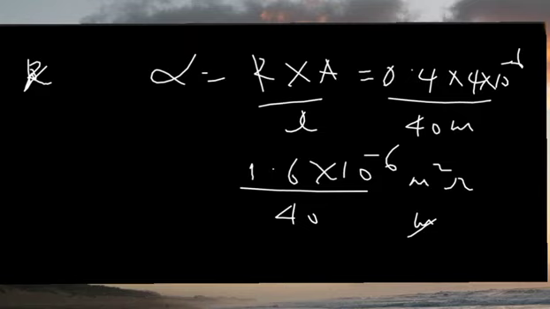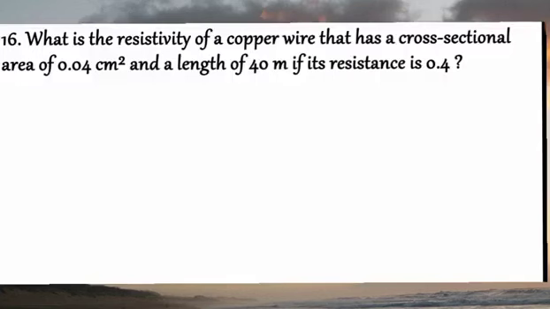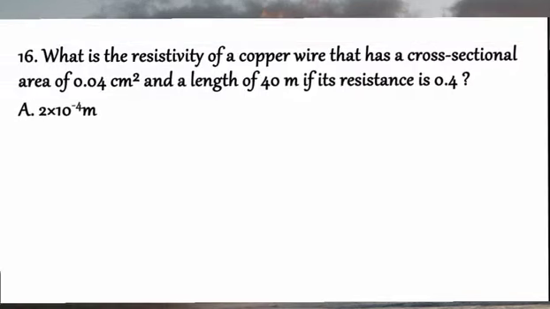Meters divided by meters leaves ohm meters. Dividing gives 4 times 10 to the power of minus 8 ohm meters. So A, B, C, D: the answer is D.